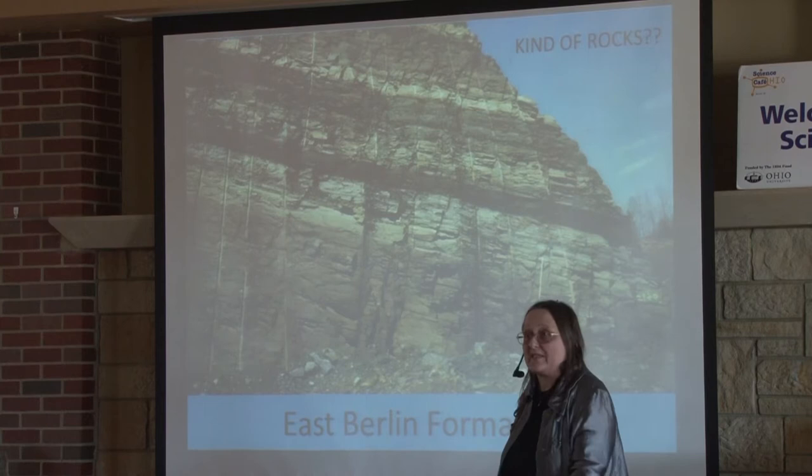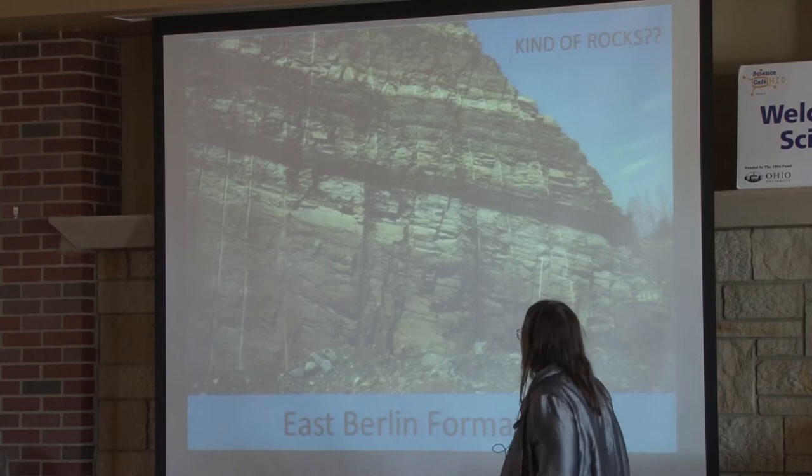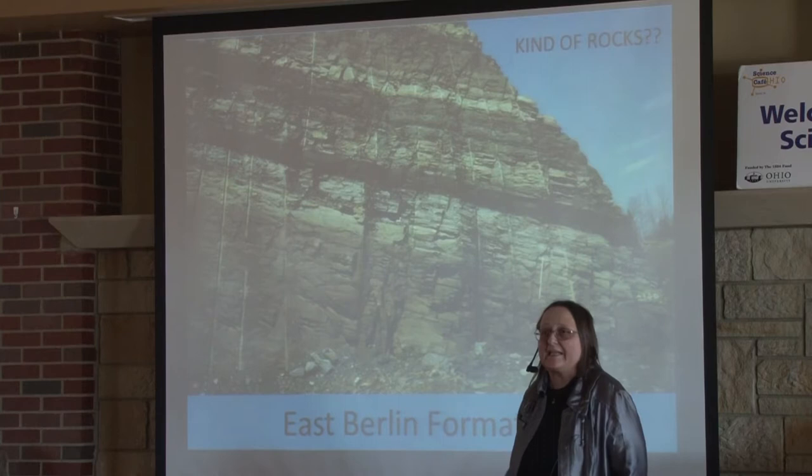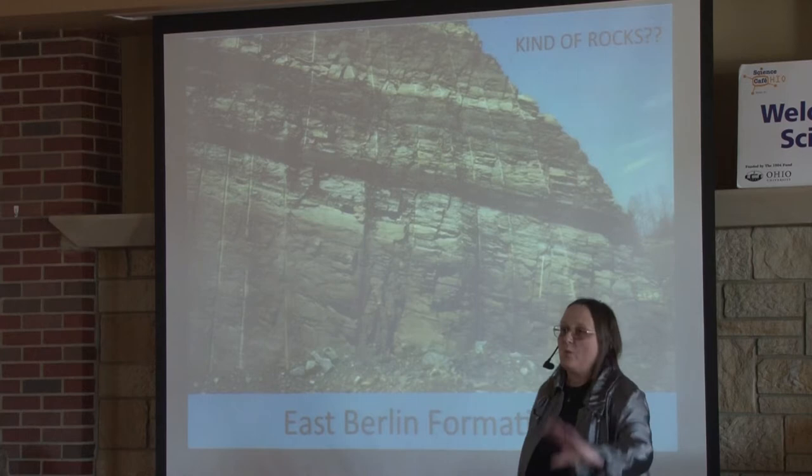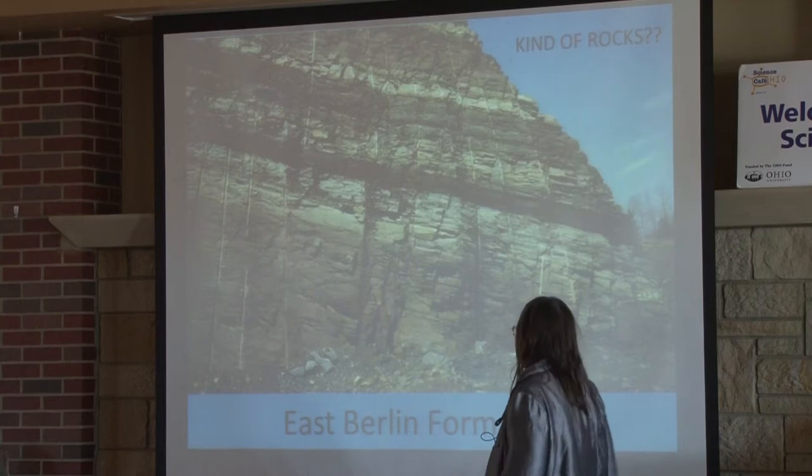These outcrops, what we call rocks, are near East Berlin, Connecticut. And East Berlin, Connecticut is east of Berlin, Connecticut. But there's no West Berlin, Connecticut. That's a swamp. And I lived in West Berlin for many years. I was disappointed. All right.